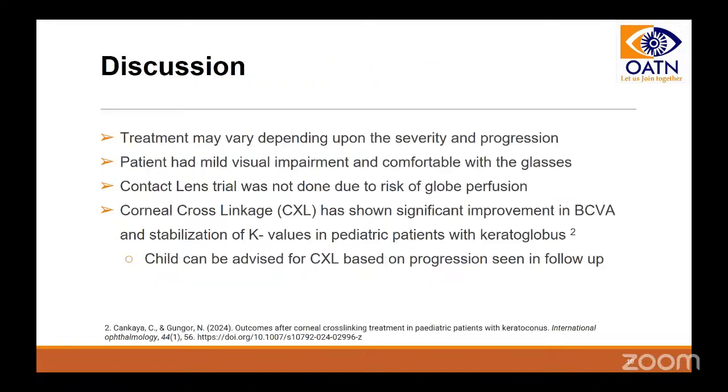Moving on to the discussion, previously we saw the child was managed and prescribed only glasses, not any other treatment forms. Even though keratoglobus has different treatment options like contact lens or CXL, it may vary depending upon the severity and progression. The child had a mild visual impairment and was comfortable with the glasses. Contact lens trial was not done due to the risk of globe perforation, considering the thin cornea. Some studies show significant improvement in BCVA and stable keratometric readings with corneal cross-linking, but this child has not had it. The child has been advised on follow-up, and the decision for CXL will be made during a follow-up visit based on the severity and progression of the condition.